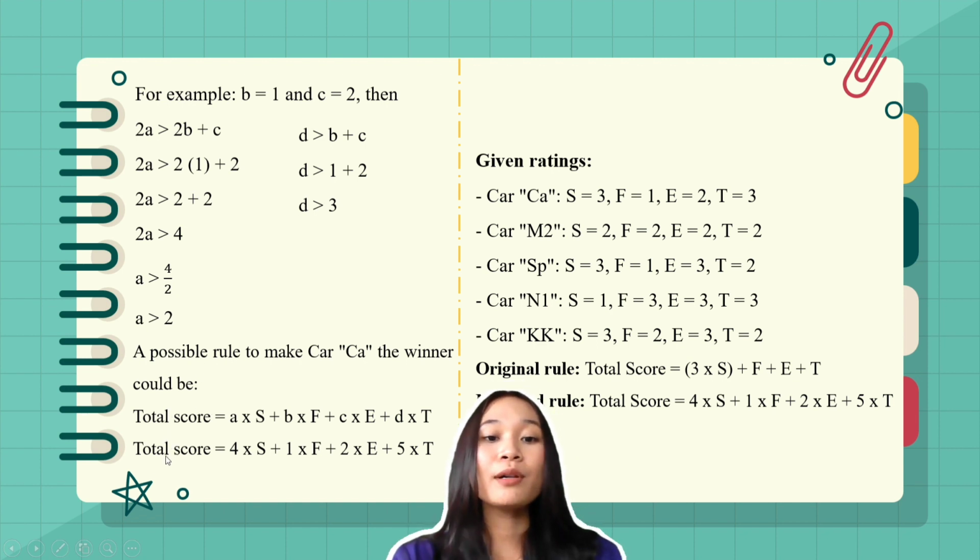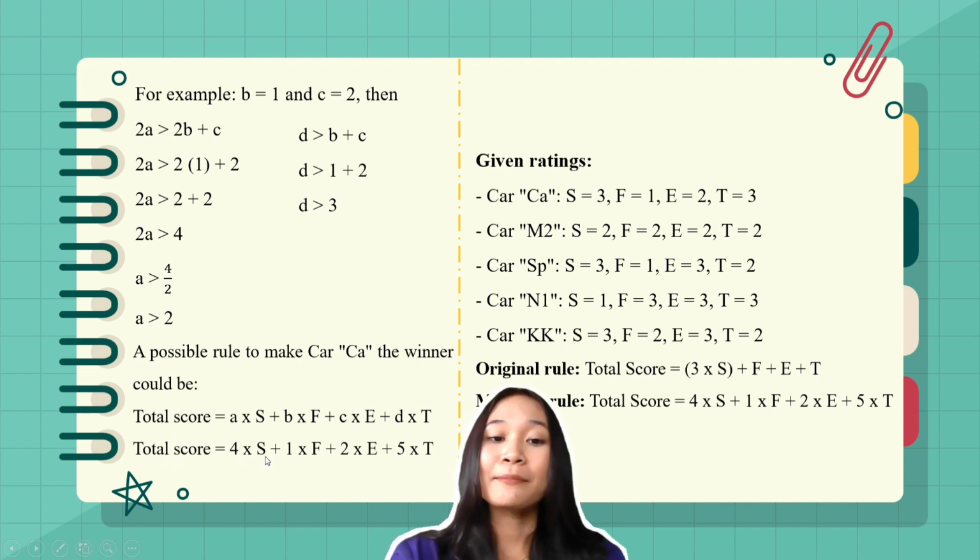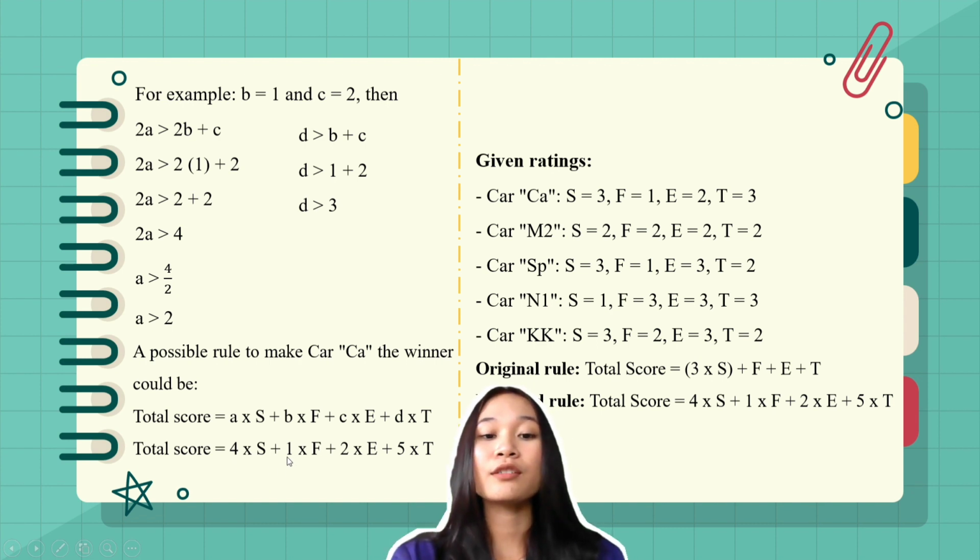So a possible rule to make car CA the winner could be total score equals 4 times S plus 1 times F plus 2 times E plus 5 times D, because the value of A equals 4, the value of B equals 1, the value of C equals 2, and the value of D equals 5.